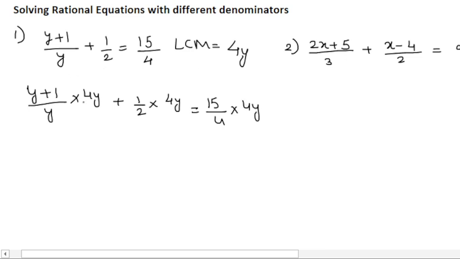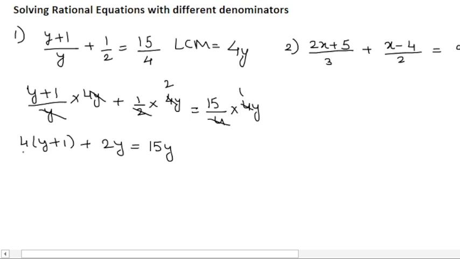So when we do that, let's see what happens. y gets cancelled with y. So 4 times (y plus 1) is left. This 2 cancels with 4. So 2 times 2 is 4. 4 times 1 is 4. So the leftovers are 2 times 1 is 2 into y, 2y. 15 times 1 is 15 into y, 15y. Let us collect the like terms.